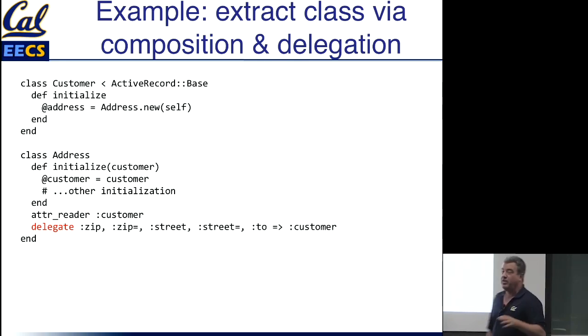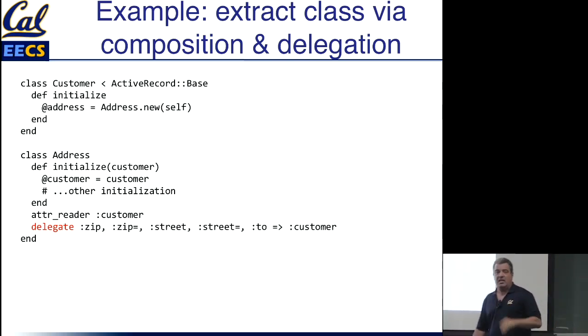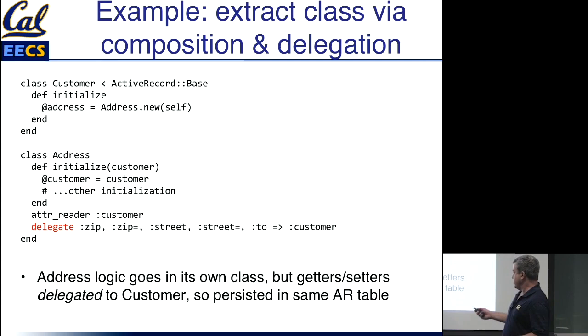And this is an example of composition and delegation, which is, if there's an underlying meta pattern in the SOLID principles, it's that inheritance usually isn't the best way to solve the problem. If what you want to do is compartmentalize and reuse behaviors, it's better to compose, meaning that because the address logic is in its own class, but it's delegating these accessors, you can still have the benefit of storing all this stuff in the customer's table.